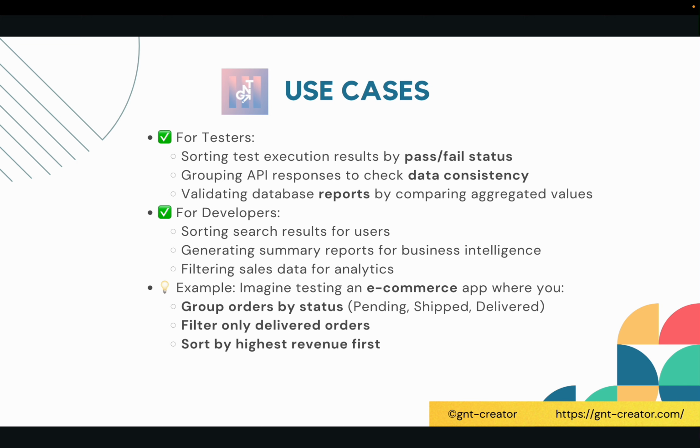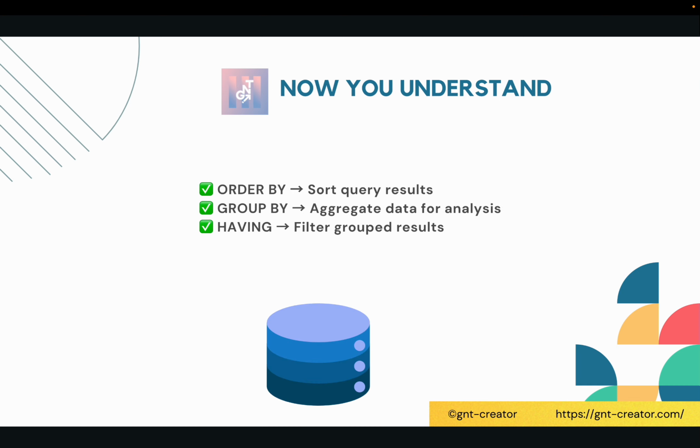And here is an example. Imagine testing an e-commerce app where you group orders by status, like pending, shipped, delivered, filter only delivered orders, sort by highest revenue first. Now you understand how to use order by to sort query results, group by to aggregate data for analytics, having to filter grouped results, and you understand how to apply this in testing and development scenarios.